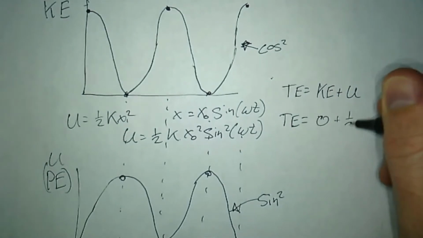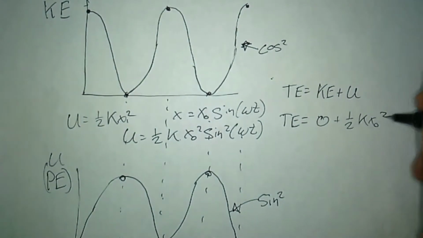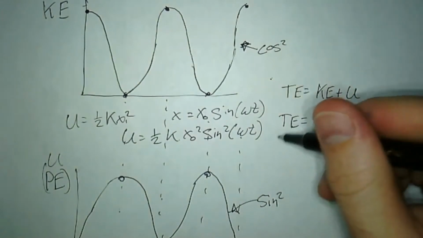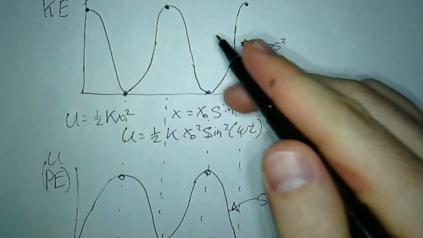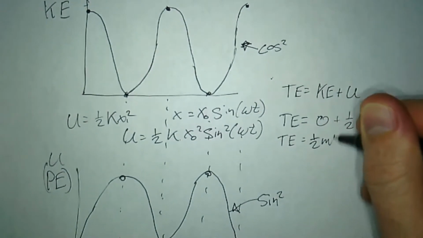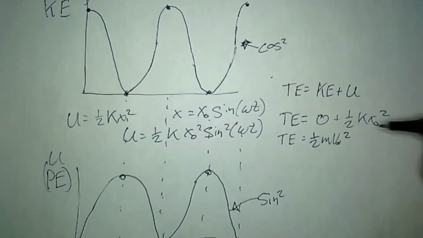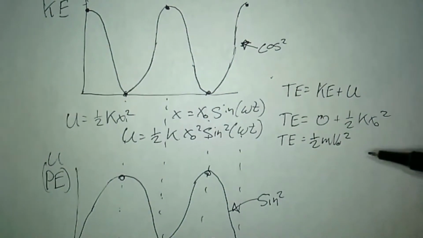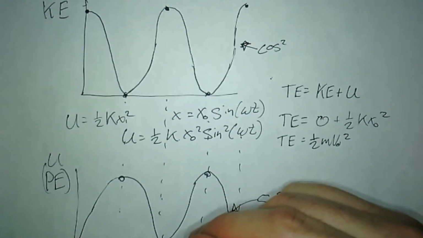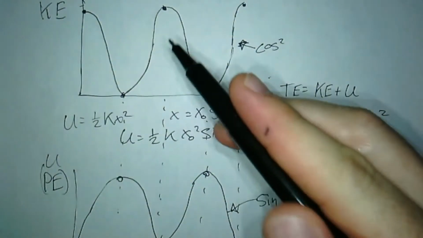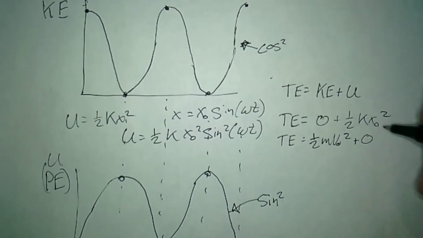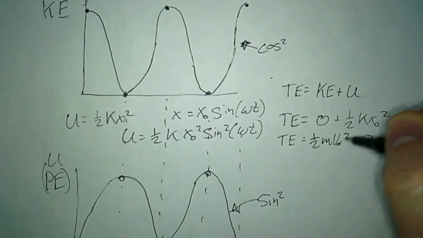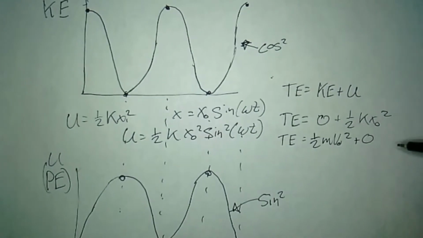0 plus 1/2 k x naught squared. But I can also do it the other way. I could say that 1/2 m v naught squared is equal to your total energy if I choose the other point where this is 0, and this is not. So now I know those are going to equal each other. So maybe I can figure out how to relate this x naught and this v, right?